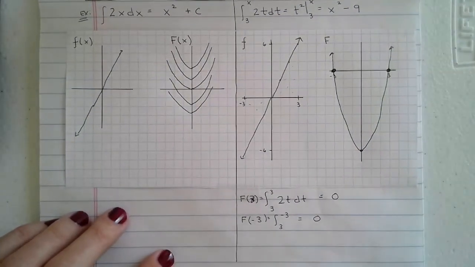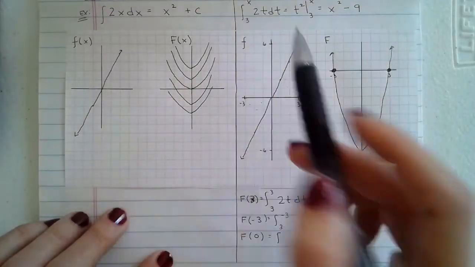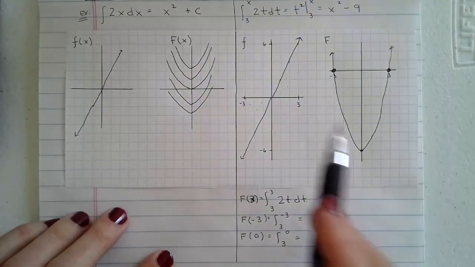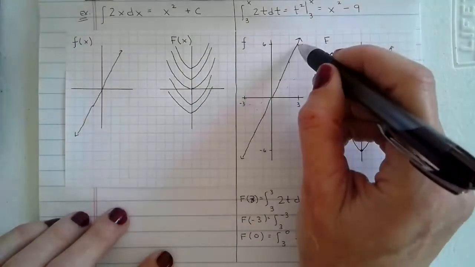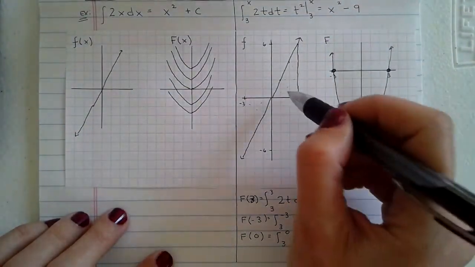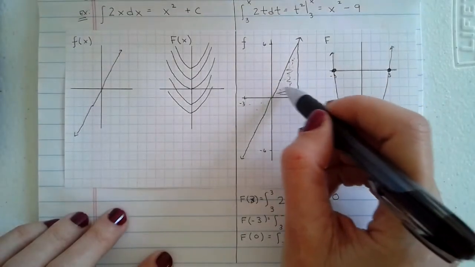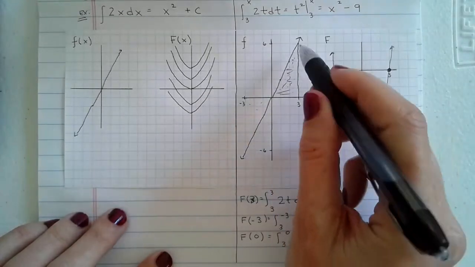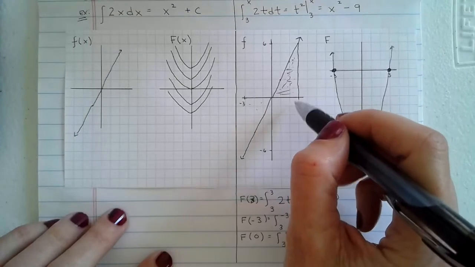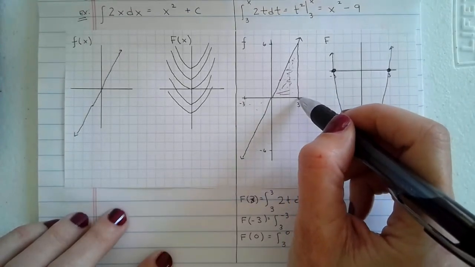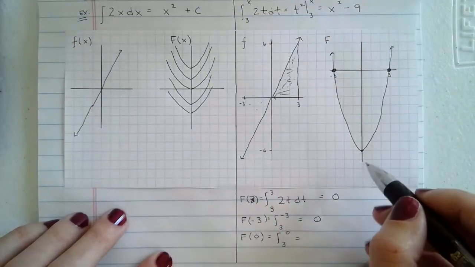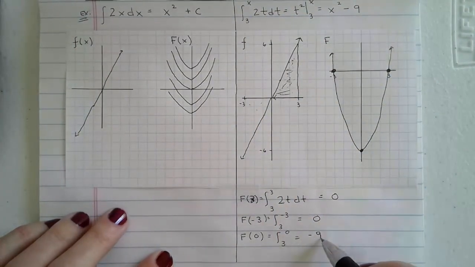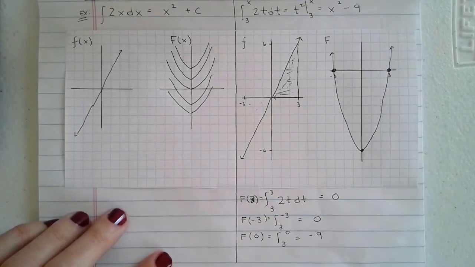And if we want to find F at 0, that means we're going to integrate, if you look at our formula, from 3 to 0. That's just the signed area under this curve, from 3 back to 0. So the area of this triangle is 1/2 of the height, which is 6, so 2, times the base, which is 3, that's 9. But because we're integrating from 3 back to 0, we're going to get a value of -9 when x is 0, and that's exactly what we have on that graph of big F.